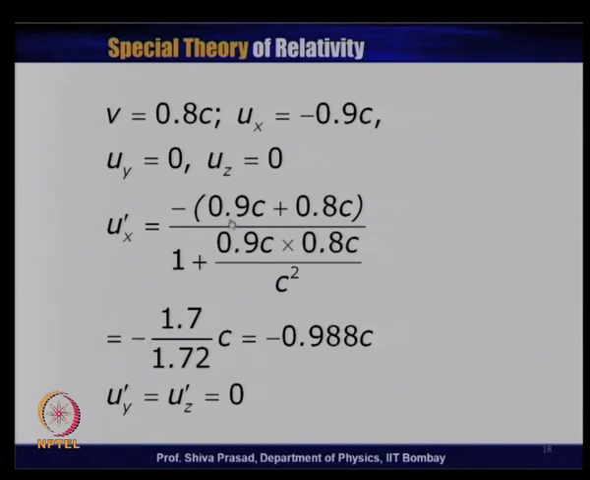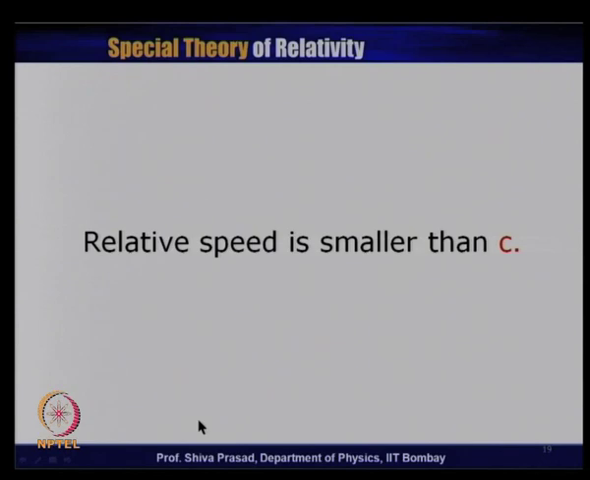So, my answer is, if we add 0.9 and 0.8, we get minus 1.7 divided by 1.72 c, which is equal to minus 0.988 c approximately. Of course, u y prime and u z prime are 0. So, we clearly see that the relative velocity turns out to be smaller than c, even if I have changed the frame of reference. Classically we would have said that the relative velocity is 1.7 c, but here it always turns out to be less than c, as we had always expected.